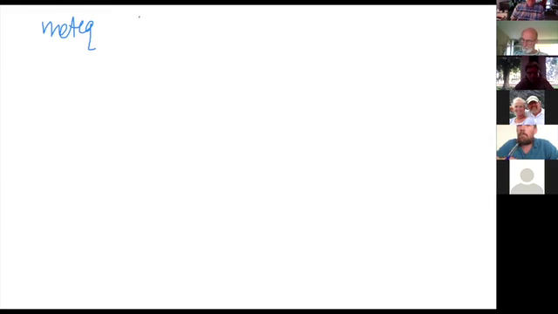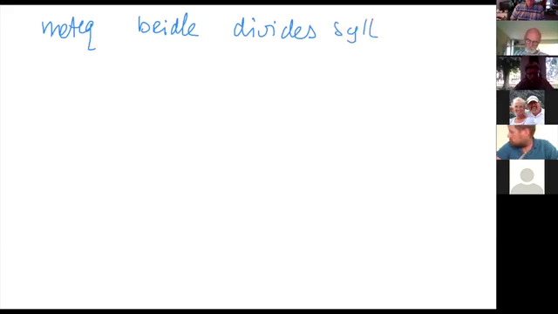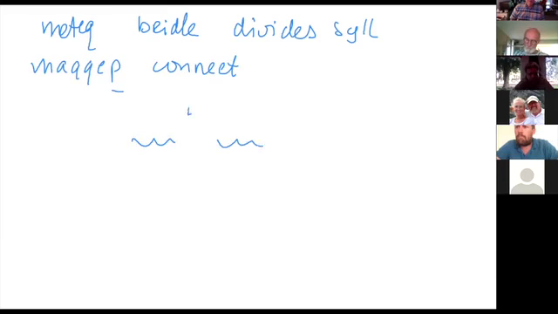The metek is a bridle, and it divides between syllables, makes a pause, and the makef, like we just saw, connects. So when you have two words, then this is the makef. And the makef connects these words because they are closely related.